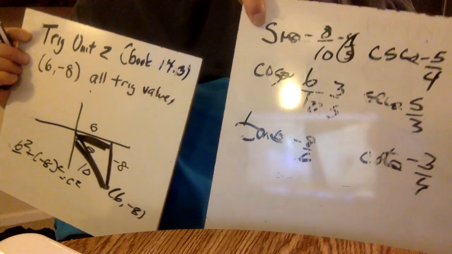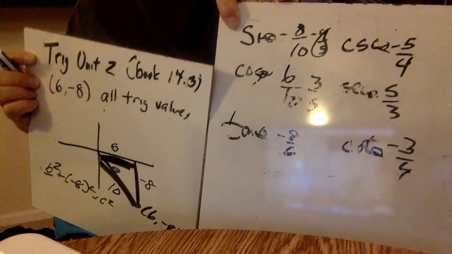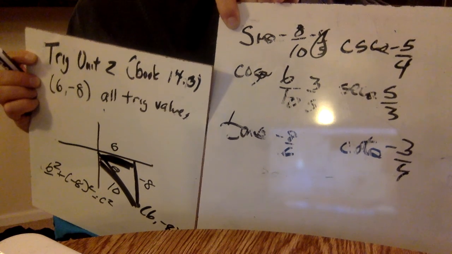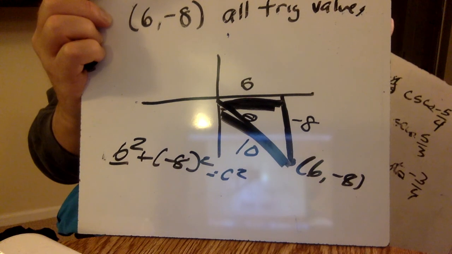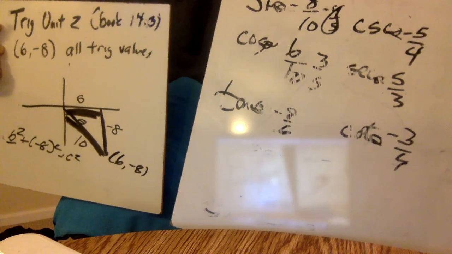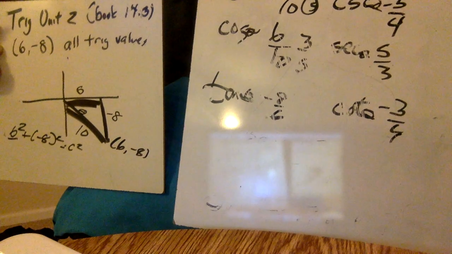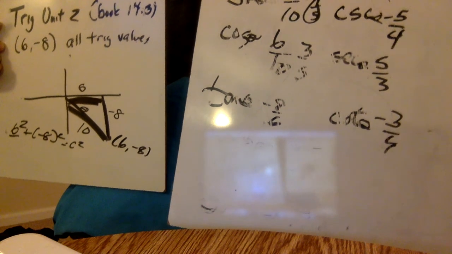The cosecant is the reciprocal. So -8/10 becomes -4/5, flip it over. The cosine, adjacent over hypotenuse, 6 over 10, which will be 3/5. The secant, its reciprocal, is 5/3. And tangent is opposite over adjacent, -8 over 6, and that'll become -4/3. The cotangent flips it over.